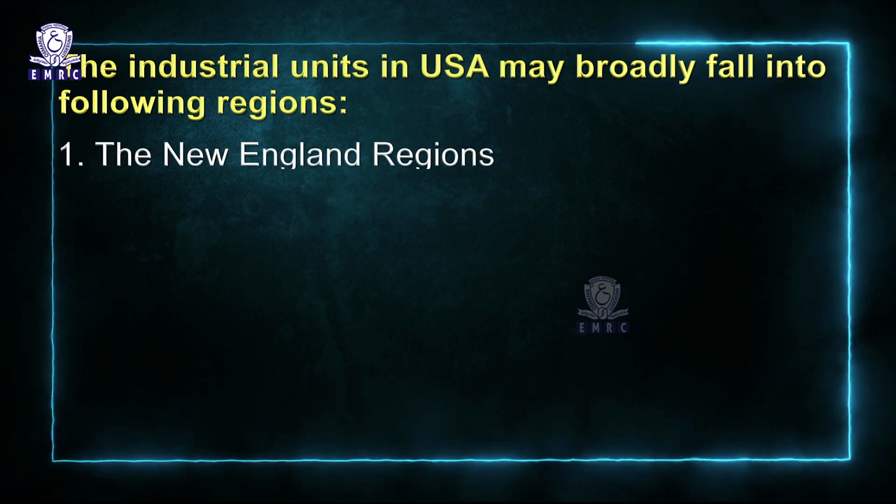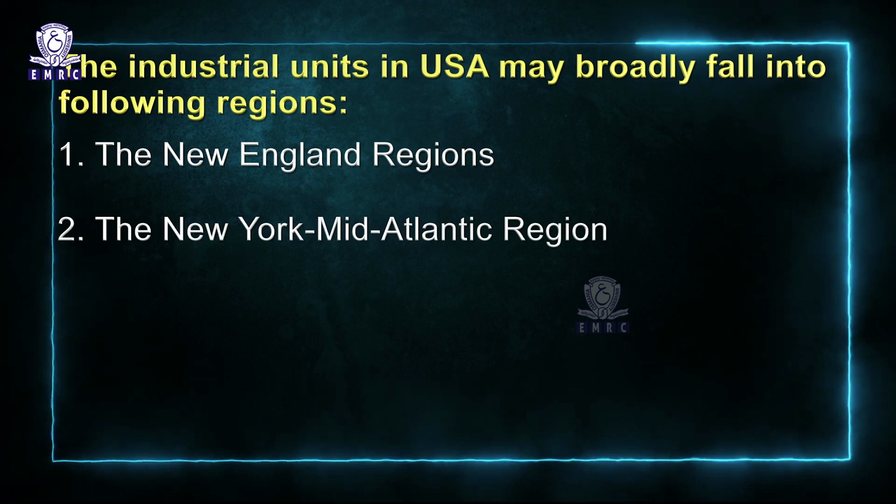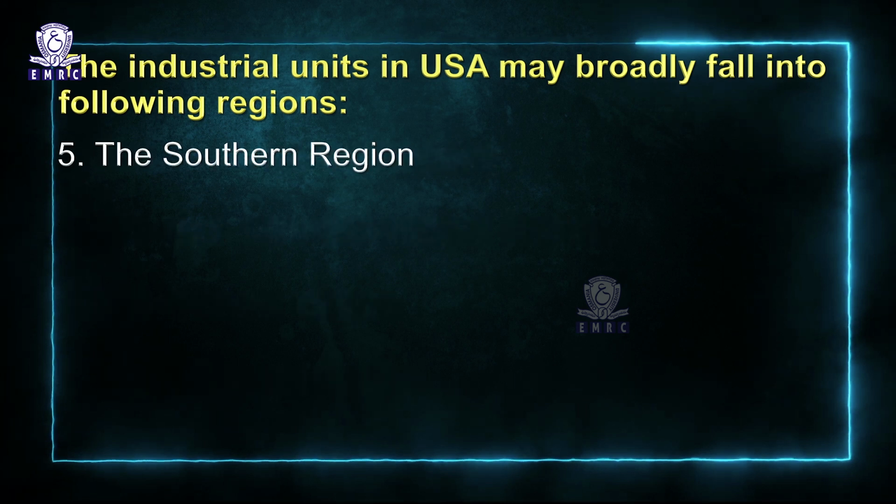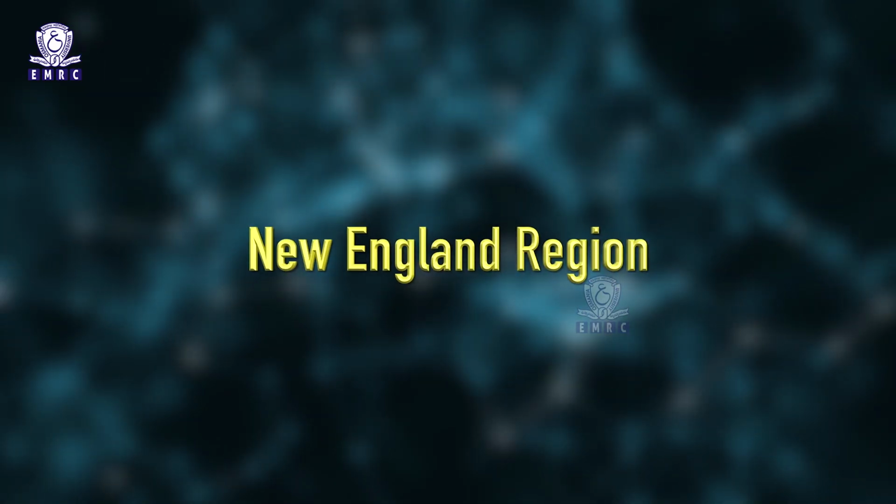The first one is the New England region. The second one is the New York or Mid-Atlantic region. Third is the Midwestern region, fourth is the Northeastern region, fifth is the Southern region, sixth is the Western region, seventh is the Pacific region. So let me explain briefly about the New England region.